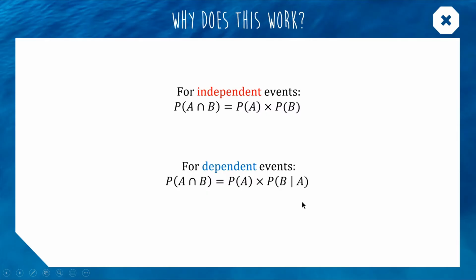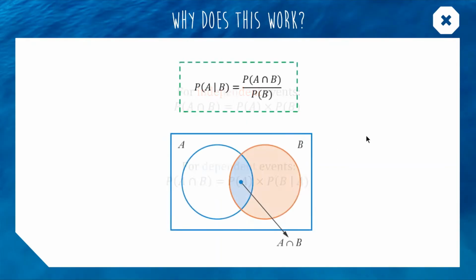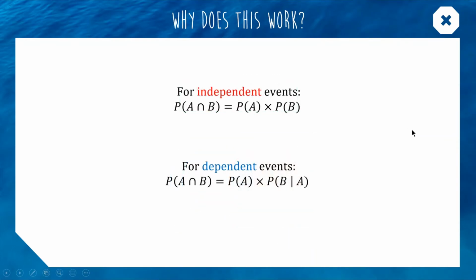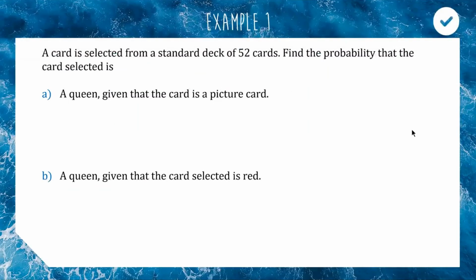But anyway, let's have some more practice using this formula, because they can ask some pretty scary sounding questions that, if you use this formula, this one in green, are actually not super scary. But let's have a look. Okay, here's our first example. We've got a card being selected from your standard 52 deck of playing cards. Find the probability that the card selected is a queen, given that the card is a picture card.